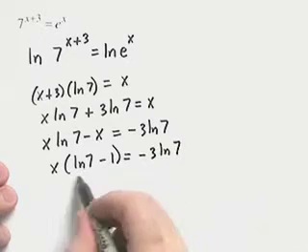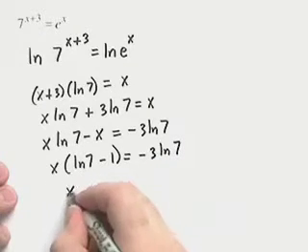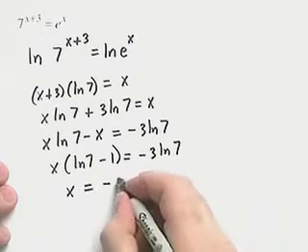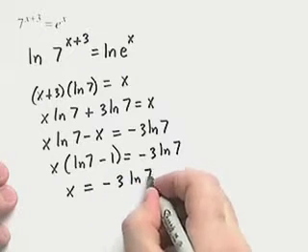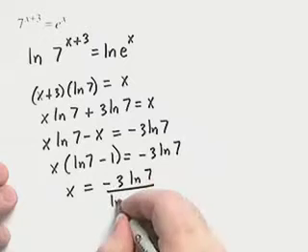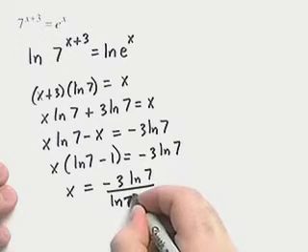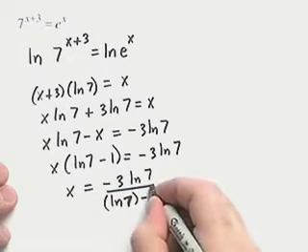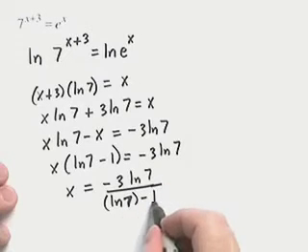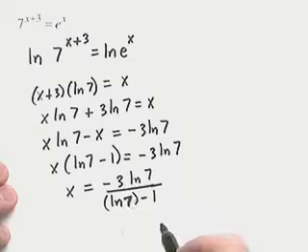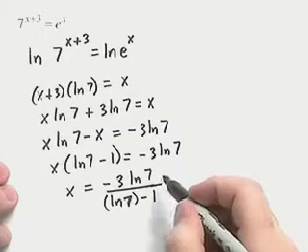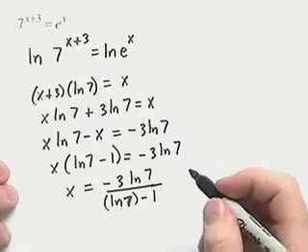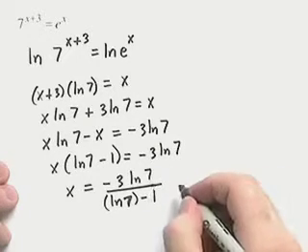We're going to divide both sides by this quantity in parentheses. So we'll have x is equal to negative 3 times the natural log of 7, over the natural log of 7, we'll put that in parentheses, minus 1. We put that in parentheses to make sure we're clear that the minus 1 is separate from the logarithm. Now this is an exact answer. If we wanted to get the approximate answer, we could put this in our calculator.